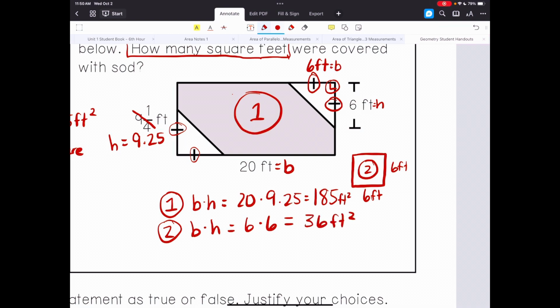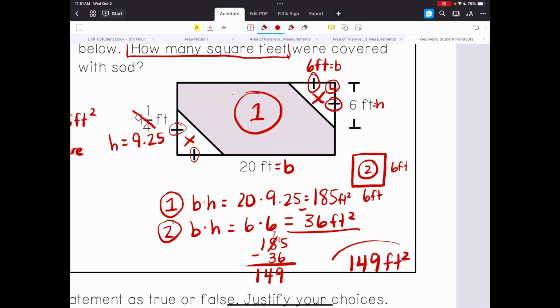Because we are cutting off those two corners that create that square, we're going to subtract these two numbers. Let's go ahead and do that longhand. 185 minus 36. This is going to involve some borrowing and carrying. I cannot do 5 minus 6, so we're going to borrow from the tens. 15 minus 6 is 9. 7 minus 3 is 4, and 1 minus nothing is 1. So 149 feet squared is what has been covered with sod.